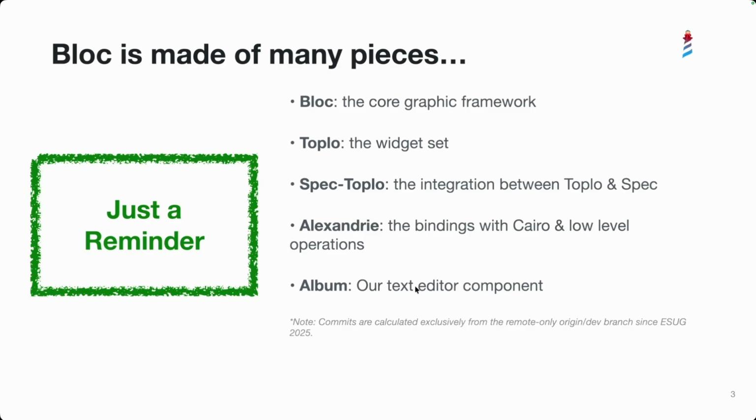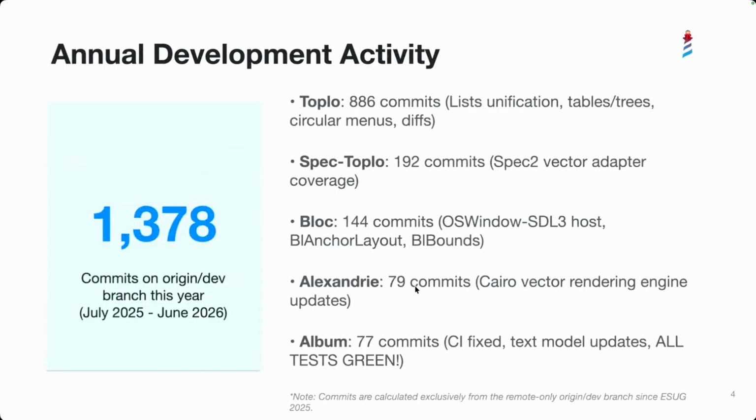Then we have Album, our text editor, which per se is implemented on top of Toplo, but it's complex and has a lot of features, so it's its own separate project. So here we have a lot of movement. It's not only us with Martin, there are more people, and we are going to talk about that. For example, in total across all the projects, we have more than 1,300 commits distributed in all the parts of the framework, all the parts of the stack.